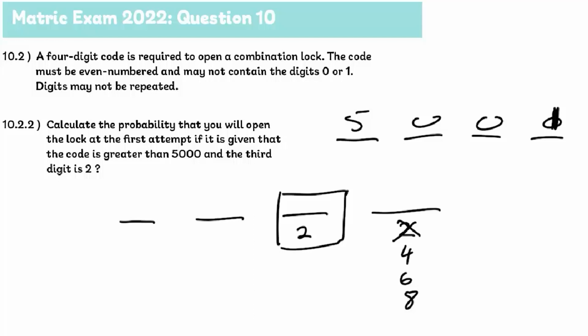Now, let's jump to the first column. It says in the question that the code must be greater than 5,000. So as you can see over there, the first number is 5, then there'll be 6, 7, 8, 9. So the numbers that are available for the first column are 5, 6, 7, 8, and 9. Then for the second column, which numbers are available? Well, actually, all the numbers except 0, 1, and 2, because 2 is dedicated to the third column.